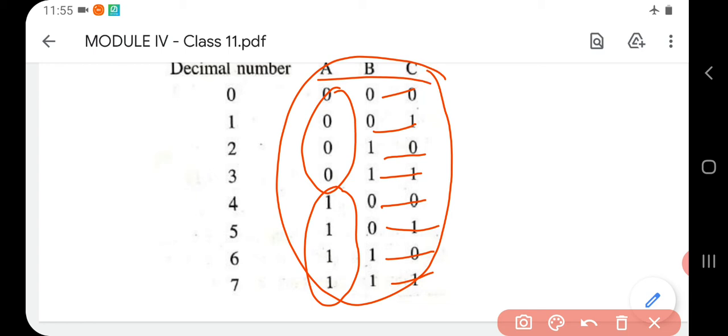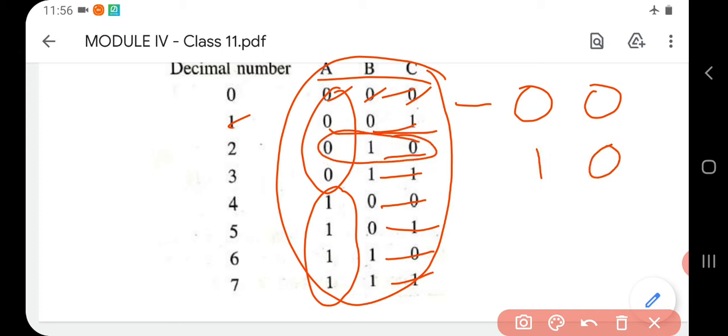Let us see. Let us take the first case, that is when the inputs A, B and C are 0, 0, 0. So definitely you can say what will be the sum? 0 plus 0 plus 0. So sum will be 0 and there will not be any carry. Now what about the second combination, this one? It will be 0 plus 0 plus 1. So sum will be 1 and there is no carry. Now take this case, that is 0 plus 1 plus 0. Again sum is 1, there is no carry.